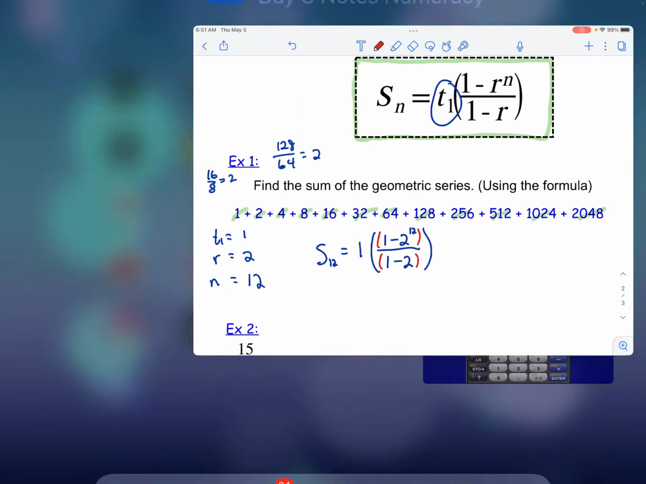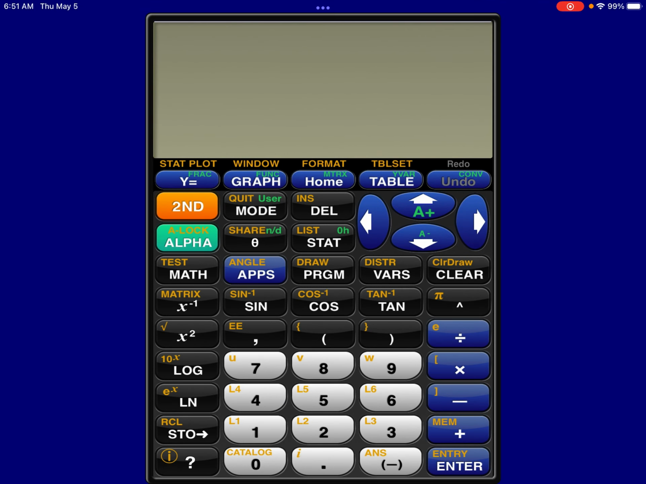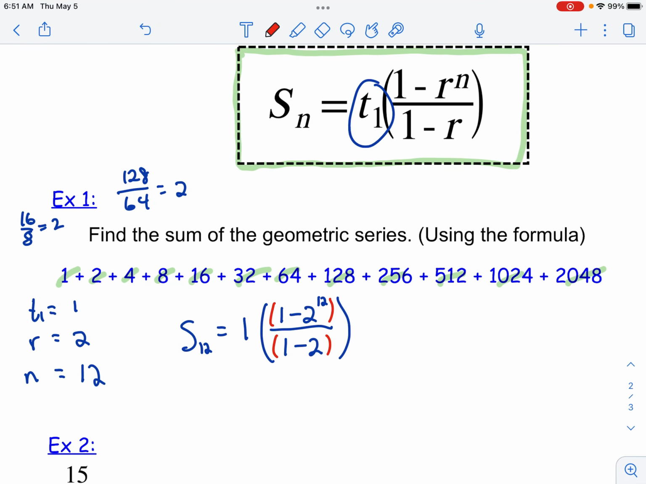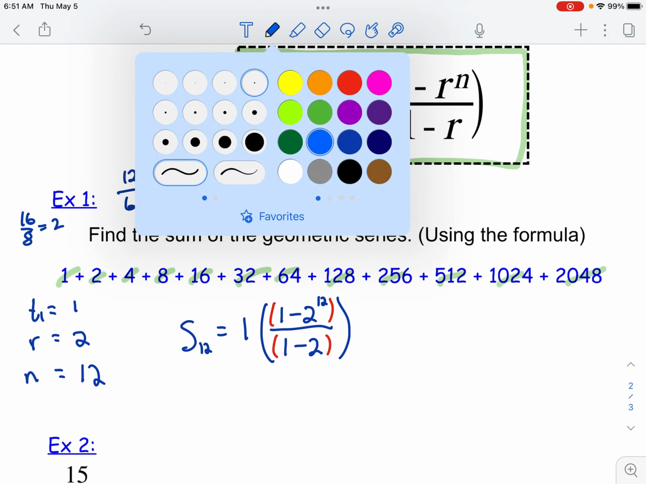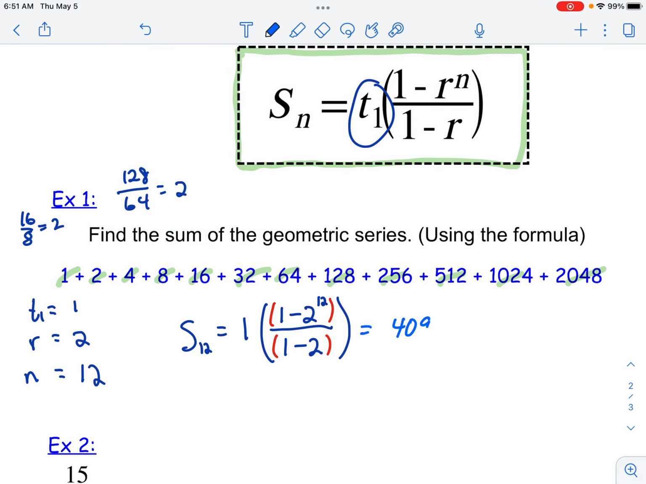So let's punch that in. Here's our calculator. We have 1 times, and then on top, 1 minus 2 to the 12th, and then I can close the top. Divided by, so this is the bottom of the fraction, 1 minus 2. And so I've got my fraction. Now I can close that fraction, and that should give us our answer. It's 4,095. So if we add up all of these numbers, 1 to 2,048 as we multiply by 2, the total sum of this is 4,095.